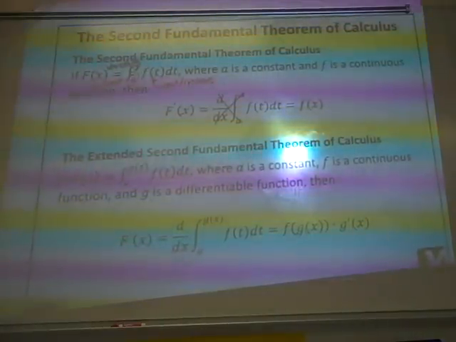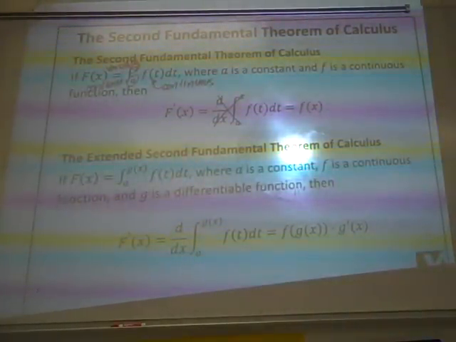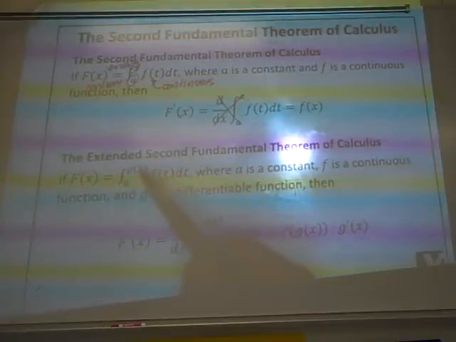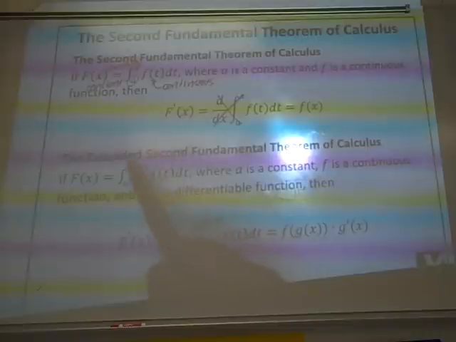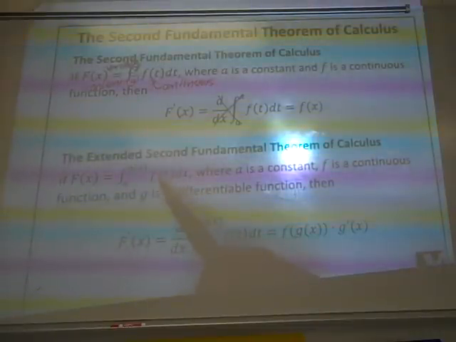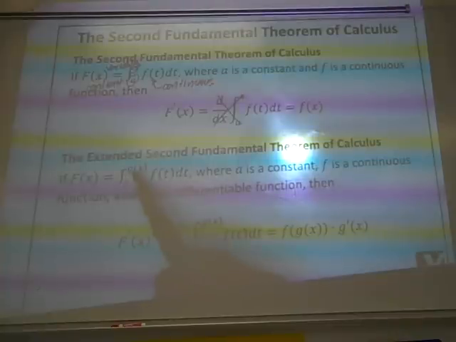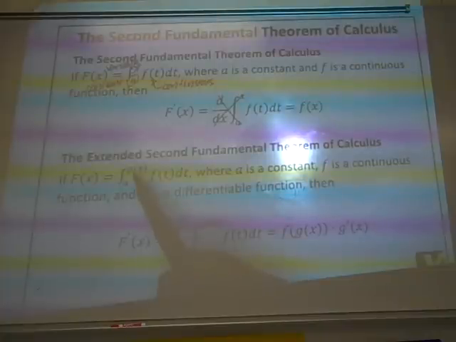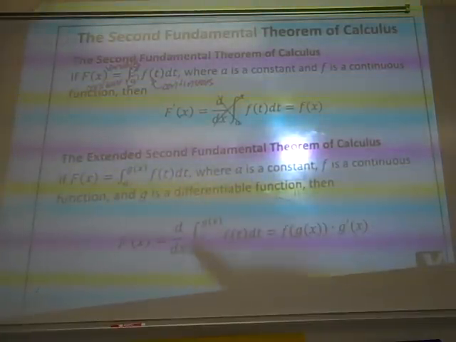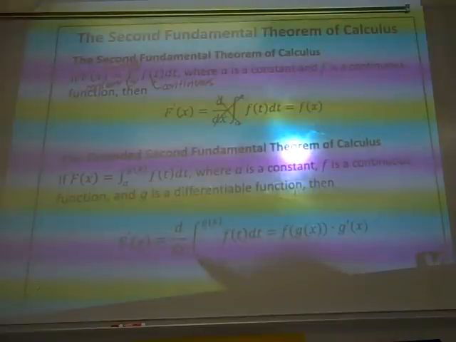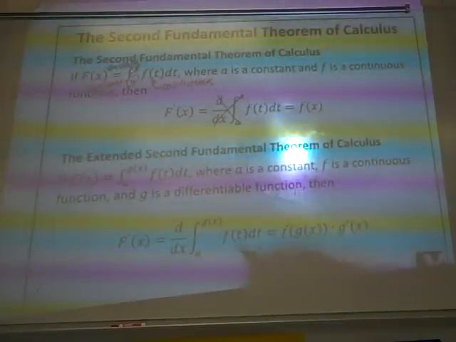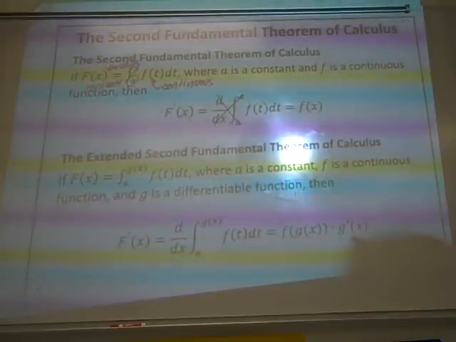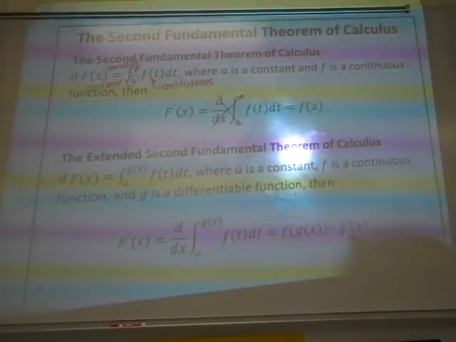There's also the extended second fundamental theorem of calculus that says if instead of going from a constant up to x, you have a function, something more interesting than just x. Again, as long as f of t is continuous, the added restriction is that g of x, this function up here, is differentiable, so the derivative exists. Then the derivative of the integral, going from a constant up to a variable, will be f, this guy over here, evaluated at the upper limit, times the derivative of your upper limit of integration.